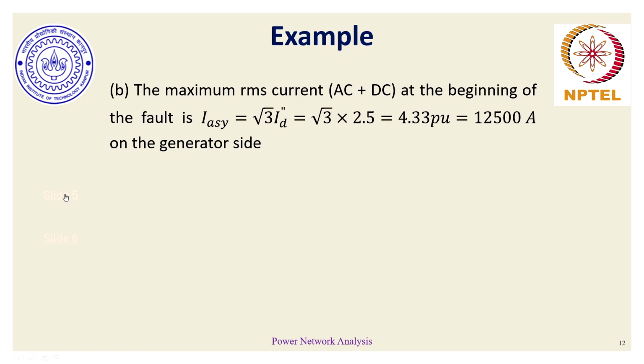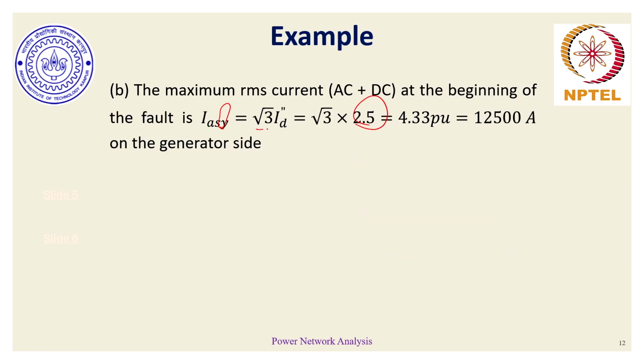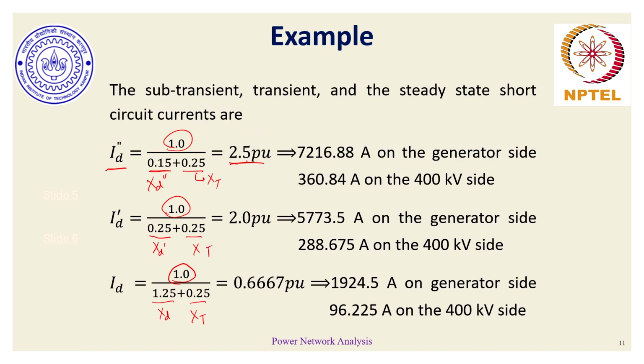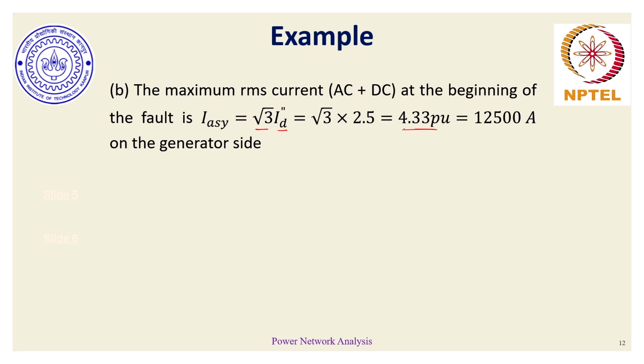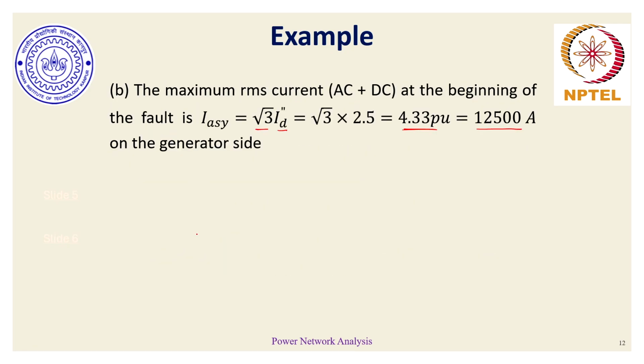For bit B, I had discussed in slide number 5. The corresponding RMS currents would depend on I and root 2 I value of the DC component. So the corresponding asymmetric current would be root 3 times ID double dash. ID double dash, why? Because ID double dash is the maximum current that can appear in the subtransient period. So it is 4.33, which is 12,500 amperes on the generator side. If we compare this current with the rated current, it's almost 4 to 5 times the normal base current. 12,500 amperes would flow on the generator side, which is the maximum that can appear.